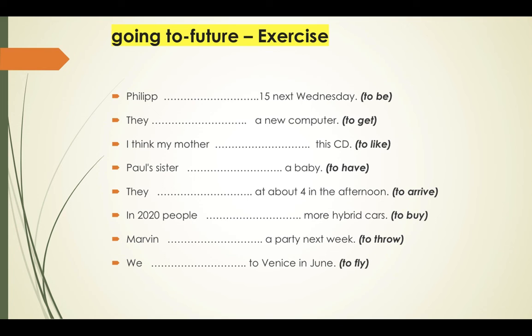They new computer. I think my mother this CD. We have the verb to like. Paul's sister to have baby, the verb to have. They about 4 in the afternoon, the verb to arrive. In 2020, people more hybrid cars. Marvin party next week, and we to Venice in June, the verb to fly. Is this clear? I think it's so easy.